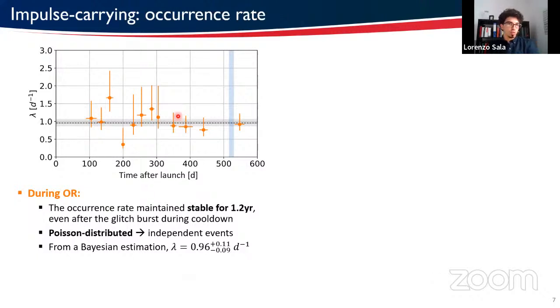What we can also see about the impulse carrying glitches is that these events showed up with a Poisson distribution, with a rate of about 1 glitch per day, and this rate was almost stable over the whole duration of the mission. What is remarkable is that this rate of one glitch per day went back to 1 glitch per day even after the cold runs. So here the question is, what happened during the cold runs?